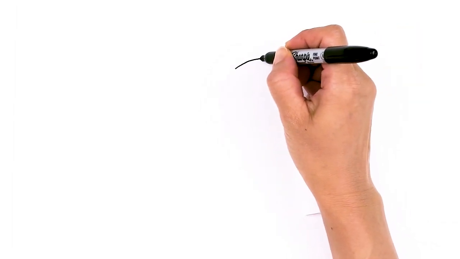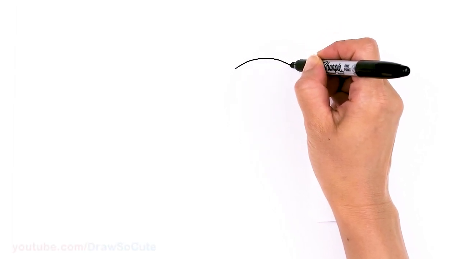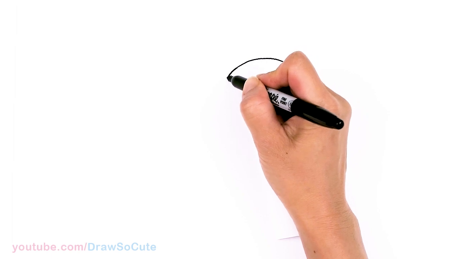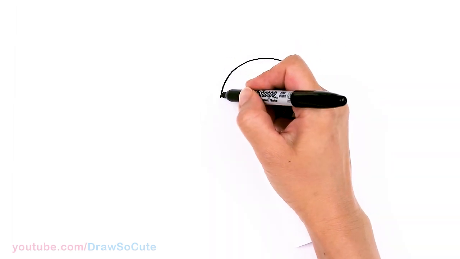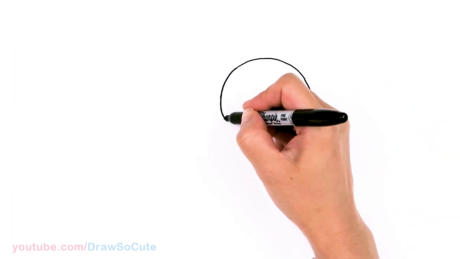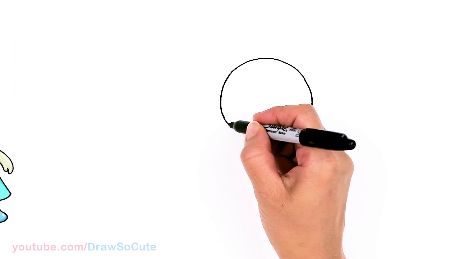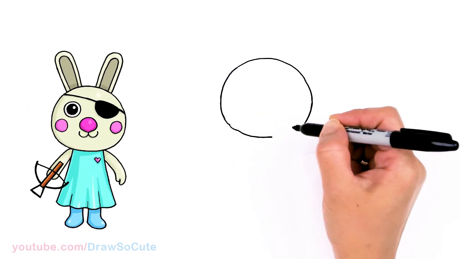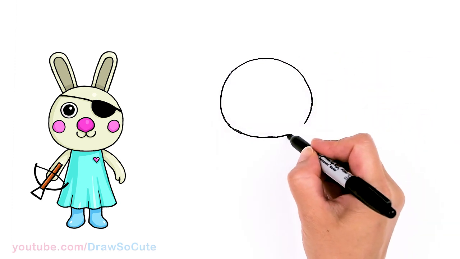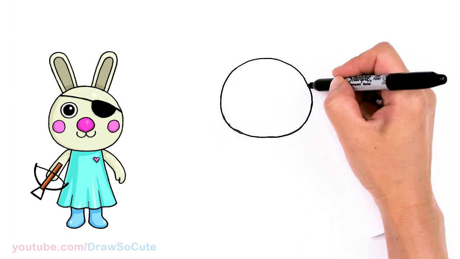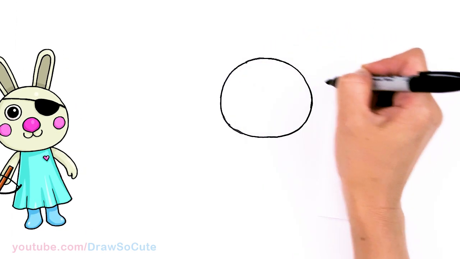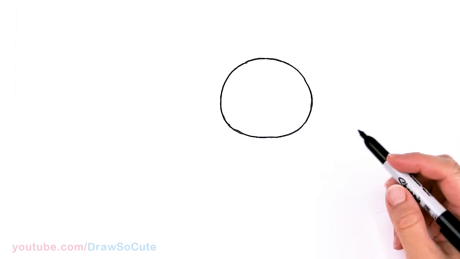I'm not using a circle template because I don't want the head to be too perfectly round. I don't want it to be a perfect circle because that would look too stiff. We want it nice and organic, right? So let's try our best right here to create a circle. And I'm kind of making mine a little bit flatter, a little bit more ovalish. But there, something like that.